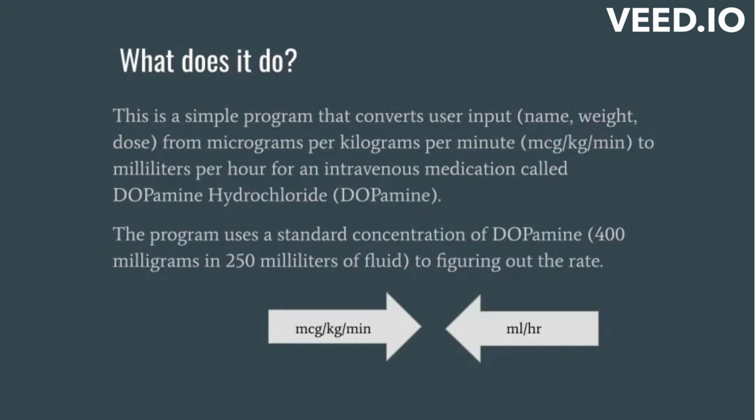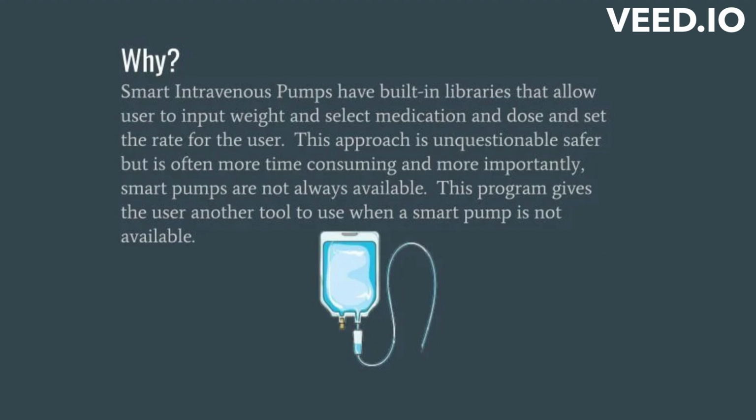This simple program converts user input from micrograms per kilogram per minute into milliliters per minute for a medication called dopamine. Smart pumps can do the same thing as this program but are not always available. This program gives the user another tool to work with.